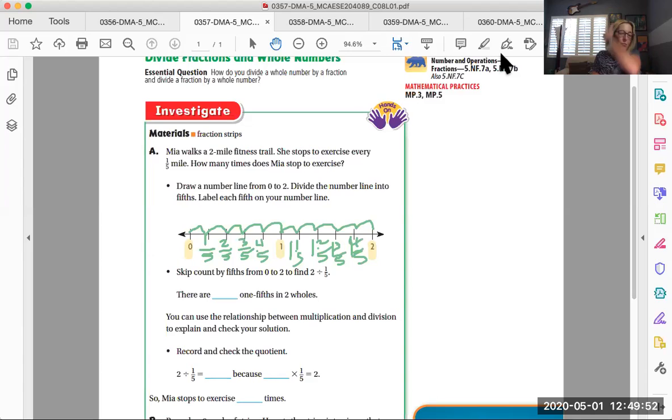Well, every time we jumped on the number line, that was a fifth, right? How many times do we do that? 1, 2, 3, 4, 5, 6, 7, 8, 9, 10. There are 10 1/5ths in 2 wholes. So we could say that 2 divided by 1/5 is 10 because 10 times 1/5 is 2. So she stopped to exercise 10 times.